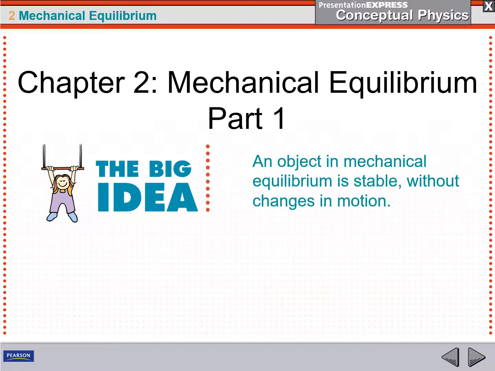This video is about the concept of mechanical equilibrium. This corresponds to Chapter 2 in Hewitt's Conceptual Physics textbook. We will cover sections 1 through 3 of that textbook in this video.